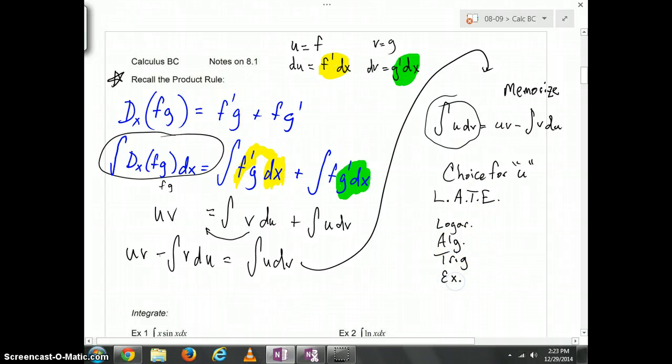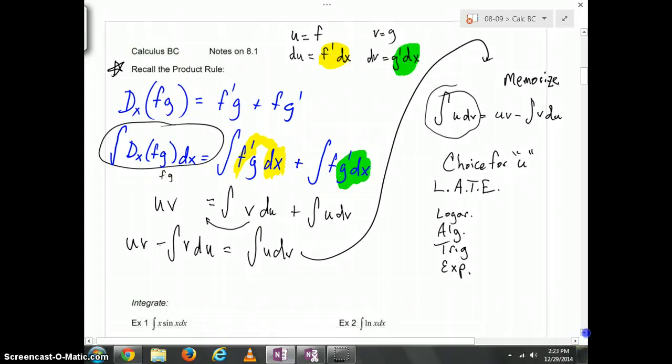And E would stand for exponential expressions. What we're really getting at is we could let u equal, first, anything logarithmic. If we don't have anything logarithmic, then jump to algebraic expressions. If we don't have algebraic expressions, let u equal a trigonometric expression. And last but not least, let u equal something exponential.